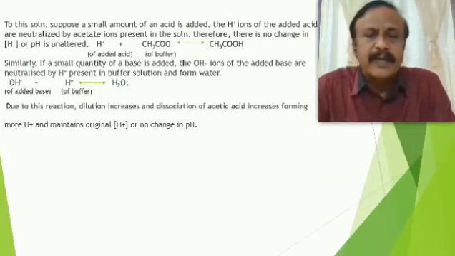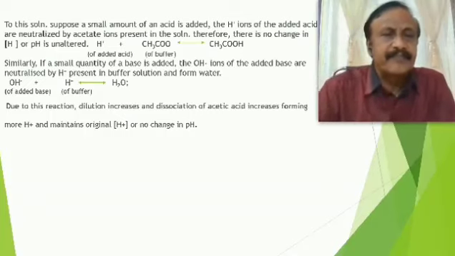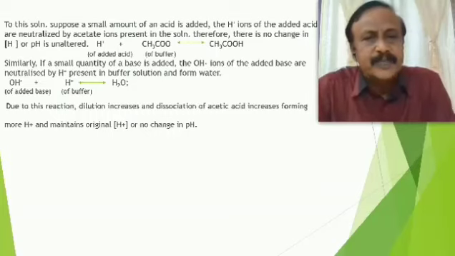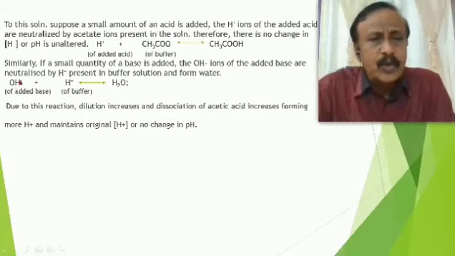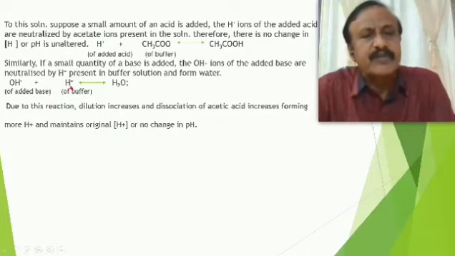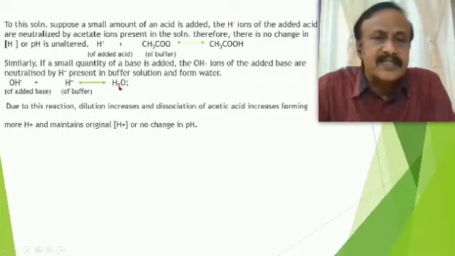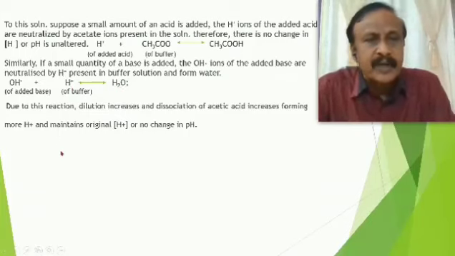Now how is that OH minus concentration increase cancelled? The OH minus ions of the added base are neutralized by H plus ions which are already there in the buffer solution, and form water. The reaction is OH minus of the added base plus H plus of the buffer solution to form water. Now again you may ask, if H plus ions of the buffer solution are consumed, H plus concentration goes down, therefore pH will increase.